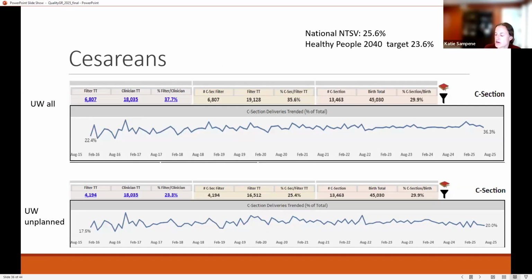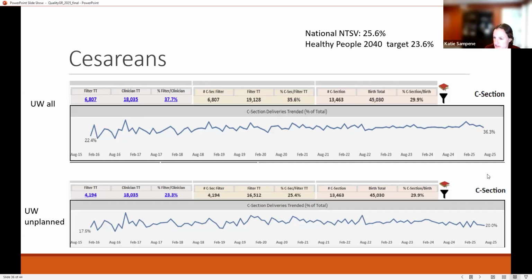This data that you're seeing here comes from our Olivia database. That is a database of obstetric data. If folks have an interest, I'm happy to help you get into that database. You, as a physician, could do so. What you will see on the top graph is all UW C-sections.